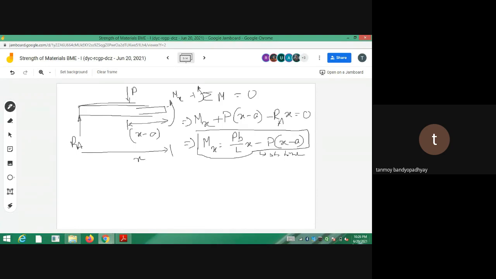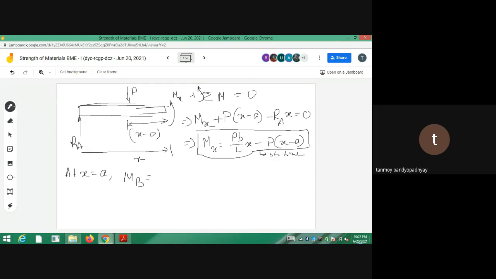Now if I find out what are the values at the extremities, so at x is equal to what? So I have to put x is equal to a. I cannot put x is equal to 0 because it's not. So at x is equal to not 0. At x is equal to a actually. So at x is equal to a, what I will be getting is mb.